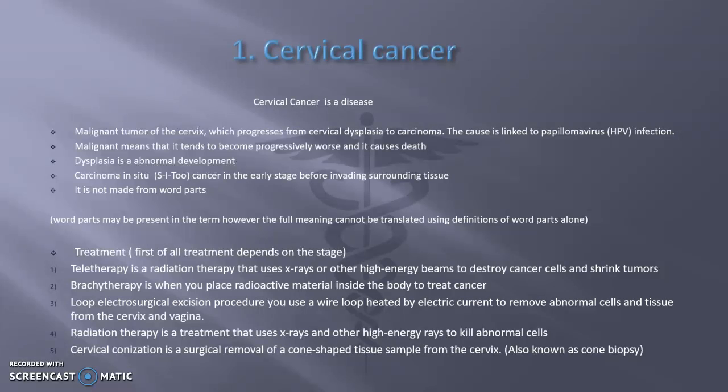Radiation therapy is a treatment that uses X-rays and other high-energy rays to kill abnormal cells. Cervical conization is a surgical removal of a cone-shaped tissue sample from the cervix. It's also known as a cone biopsy.